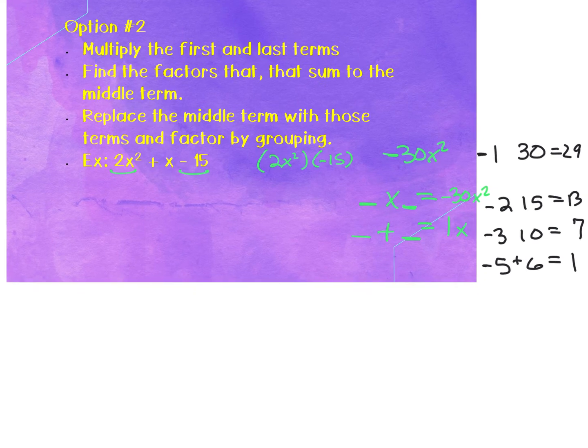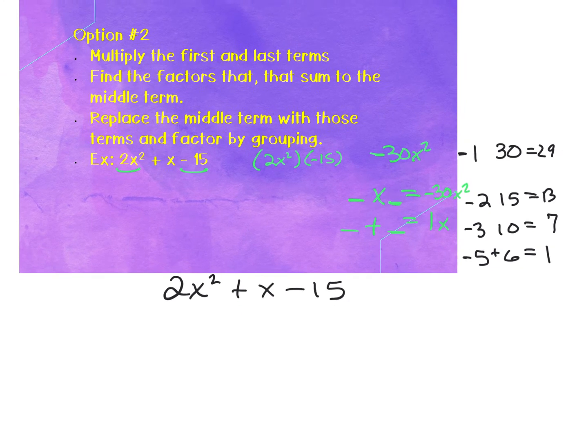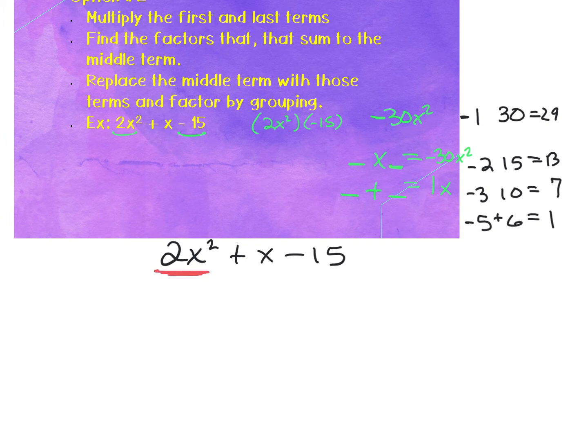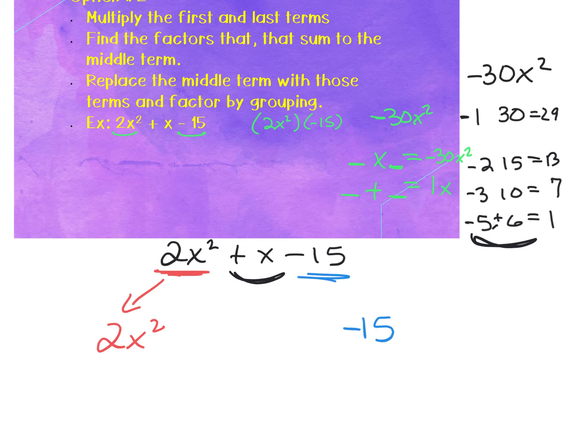So what I'm going to do is take 2x squared plus x minus 15. I just rewrote the problem. Now what we're going to do is rewrite this. The first and the last terms stay the same. What we're going to replace is this middle with these 2 factors. Because remember, this was a negative 30x squared we wanted, so both have x's with them. Now, it doesn't matter the order that you put them into your binomials. So I'm going to go ahead and put the negative 5x here and the positive 6x here.